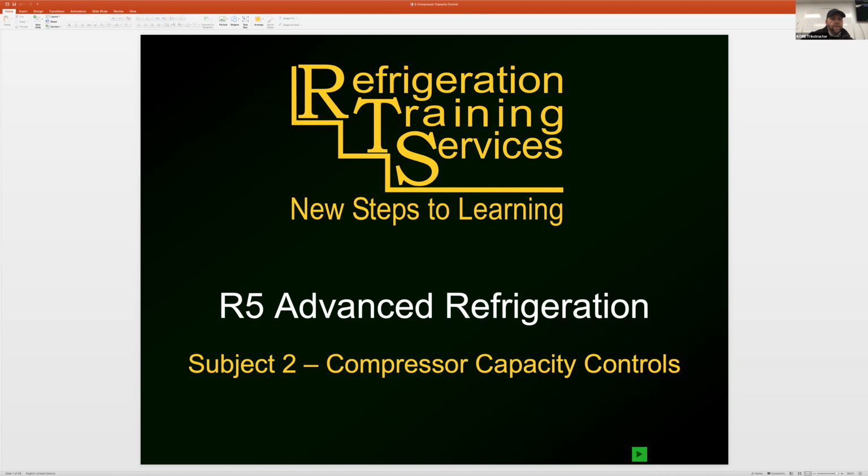The important key of capacity controls is the compression ratio. What the compression ratio is: you take the absolute discharge pressure and divide it by the absolute suction pressure. That's your compression ratio.